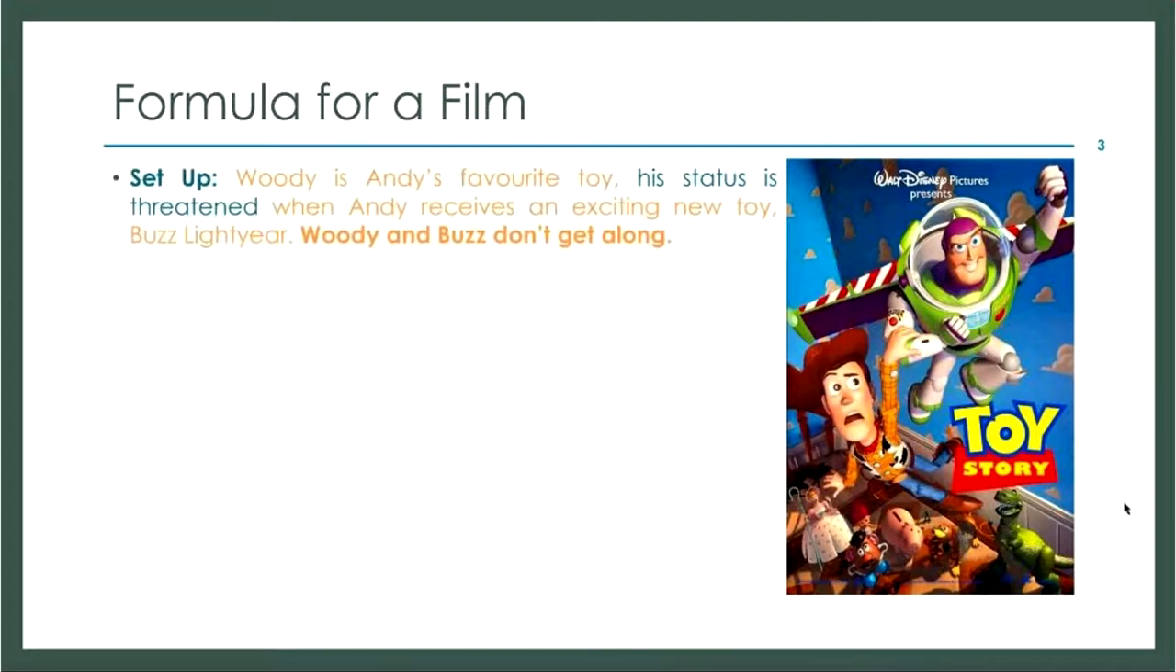So, you have the setup. Woody is Andy's favourite toy. His status is threatened, an exciting incident. Then Andy receives an exciting new toy, Buzz Lightyear. And of course, at this point in the movie, Woody and Buzz don't actually get along well.